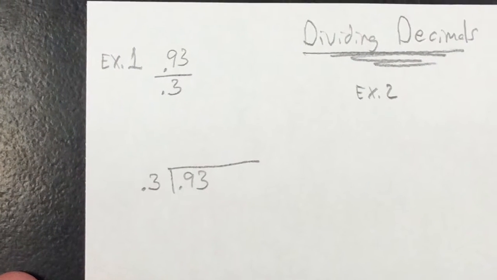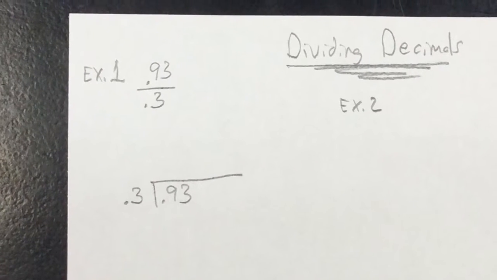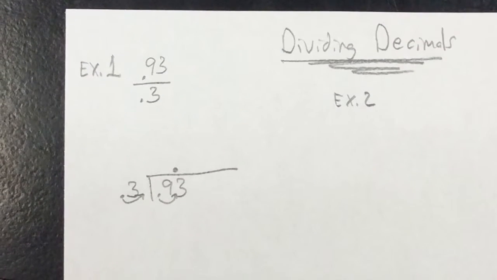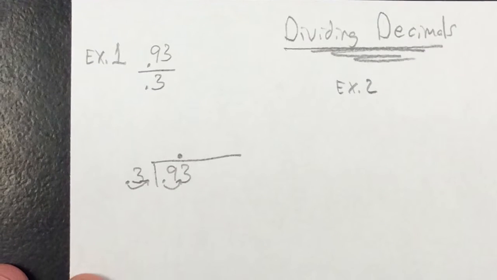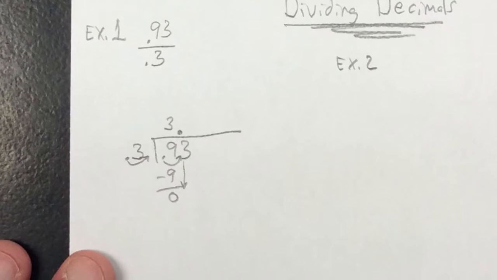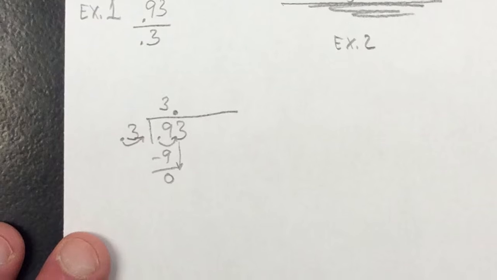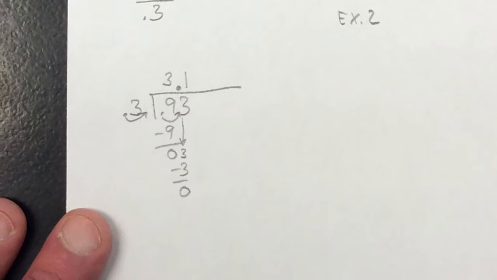In a fraction, the numerator becomes the dividend and the denominator becomes the divisor. And you want to change the divisor to a whole number, so you have to move it, in this case, one decimal place. You must do the same in the dividend before you can start dividing.